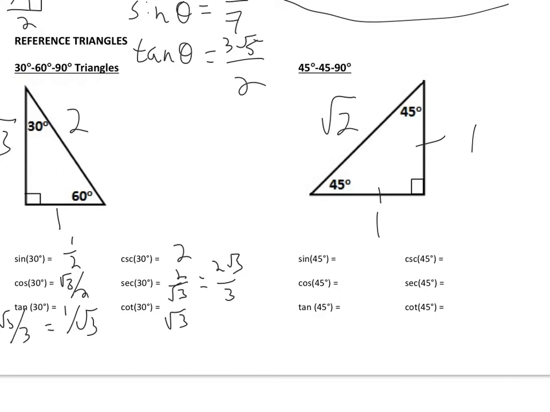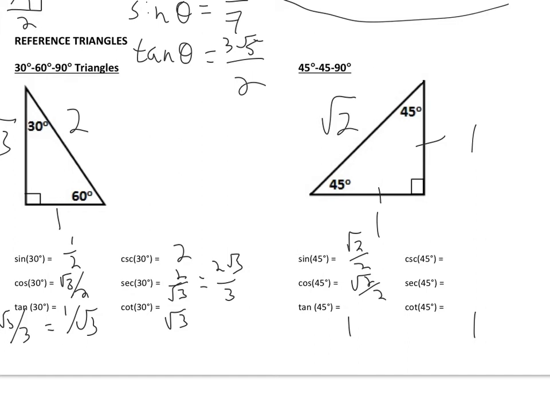On the 45, 45, 90, it's a little bit easier. Sine and cosine are going to be the same thanks to the whole nice little congruent, or excuse me, isosceles triangle thing. So both of these are going to rationalize to root 2 over 2. And tangent is just going to be 1, so is the cotangent.